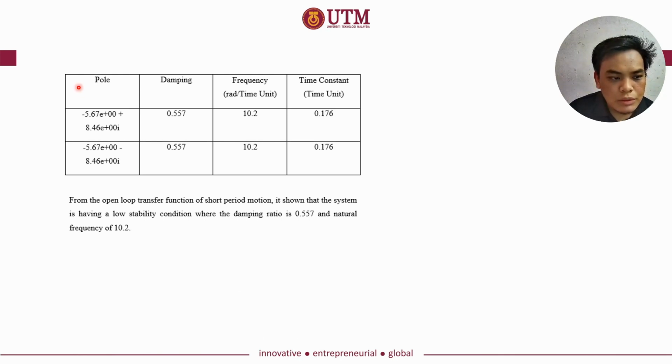Using MATLAB, you can also get the damping ratio and the frequency. From the open loop transfer function of short period motion, it is shown that our aircraft has a low stability condition, where the damping ratio is 0.557, whereas a good one is about 0.7, and the natural frequency is about 10.2. So our RC plane is considered not dynamically balanced, but it is a statically balanced plane. That's all from me. Thank you.